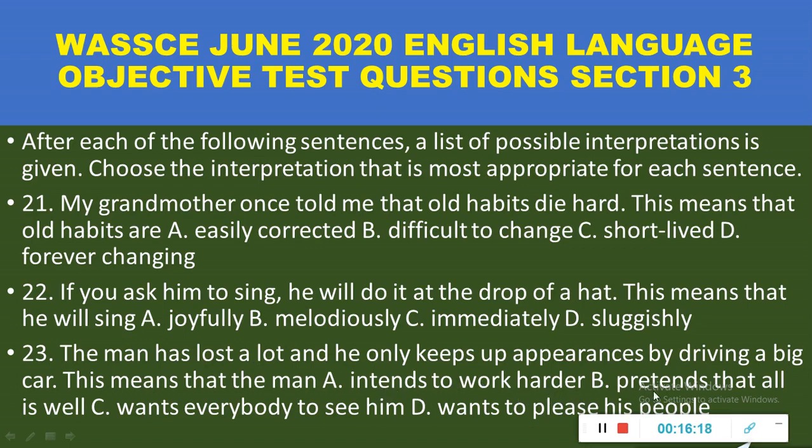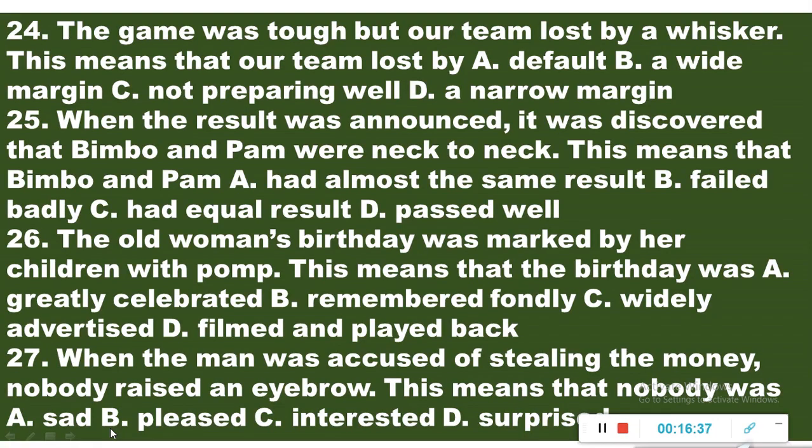Now, A, intends to work harder. No, that's not the meaning. B, pretends that all is well. Exactly, that's the meaning. When you keep up appearances, you pretend that all is well. C, wants everybody to see him. Certainly not. D, wants to please his people. Certainly not. Now, let's go to question number 24.